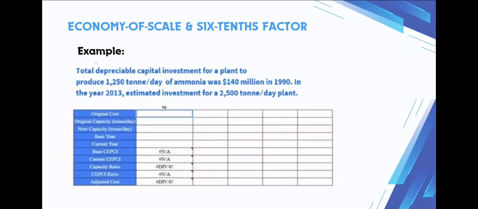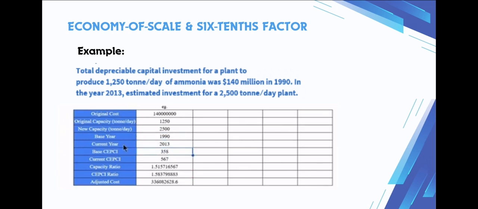The total depreciable capital investment for a plant to produce 1250 tons per day of ammonia was 140 million in 1990. In the year 2013, estimate the investment for a 2500 tons per day plant. So the first step is we need to input all the data, where the original cost is 140 million, the original capacity is 1250 and the new capacity is 2500. The base year is 1990 and the current year is 2013.